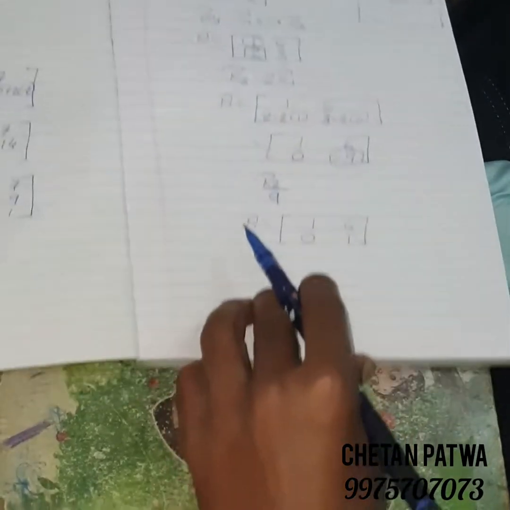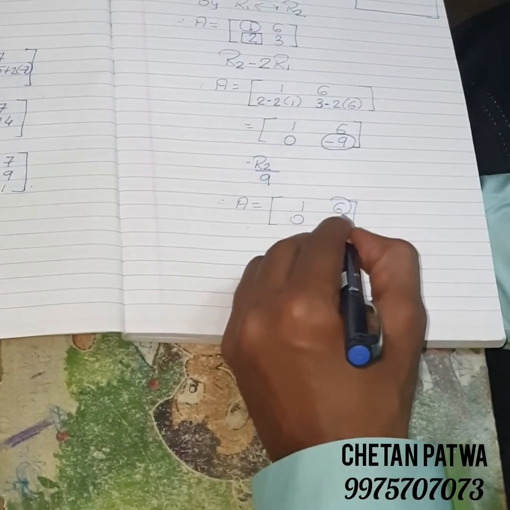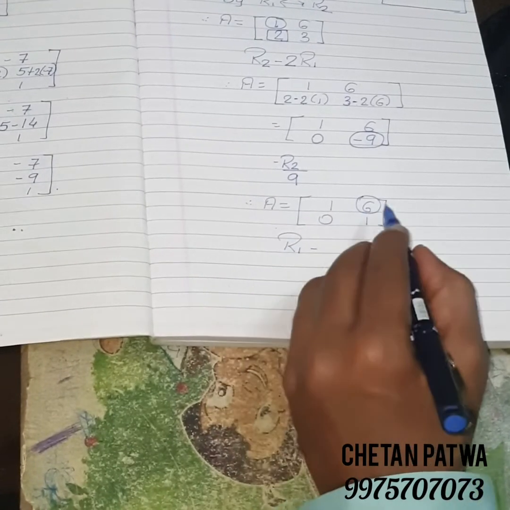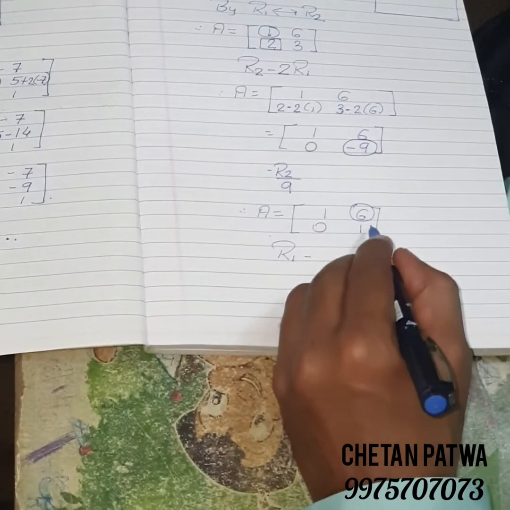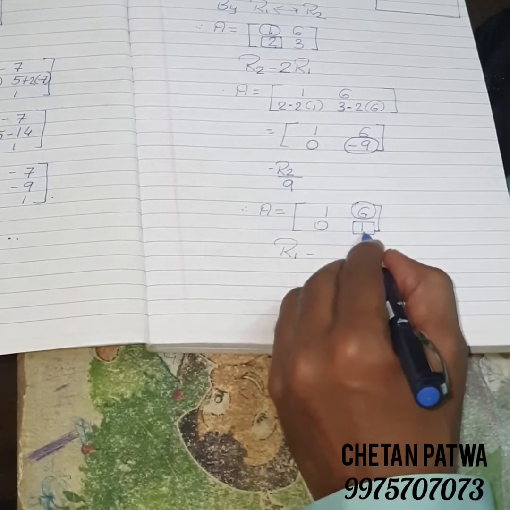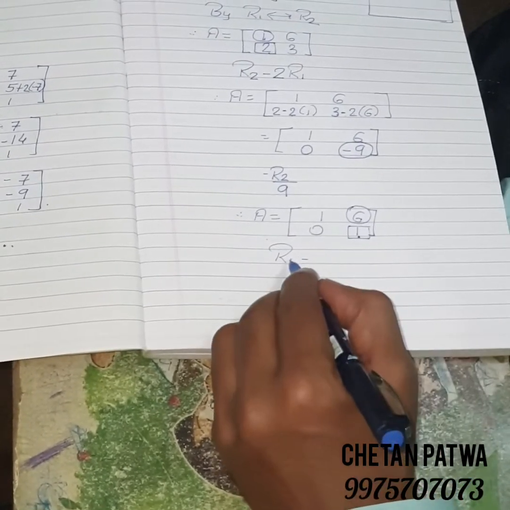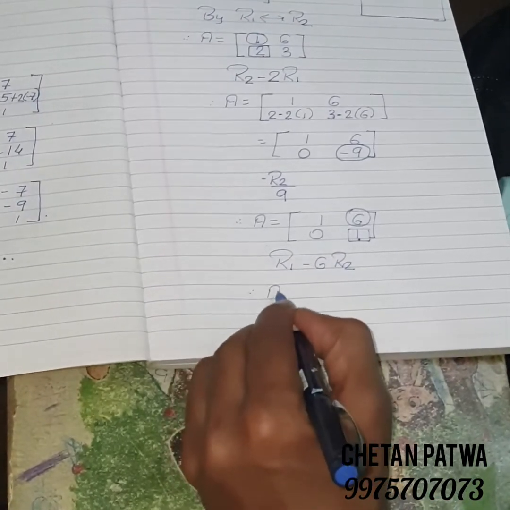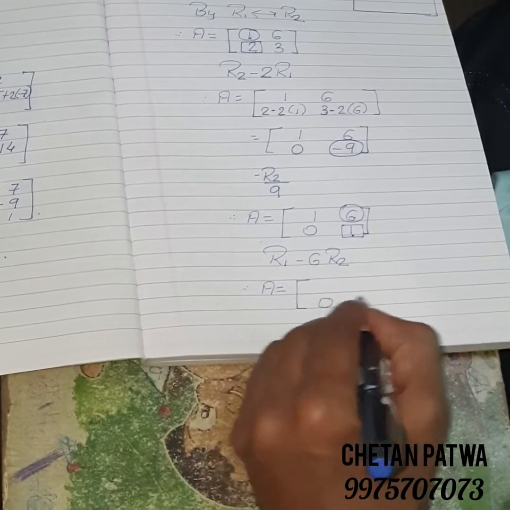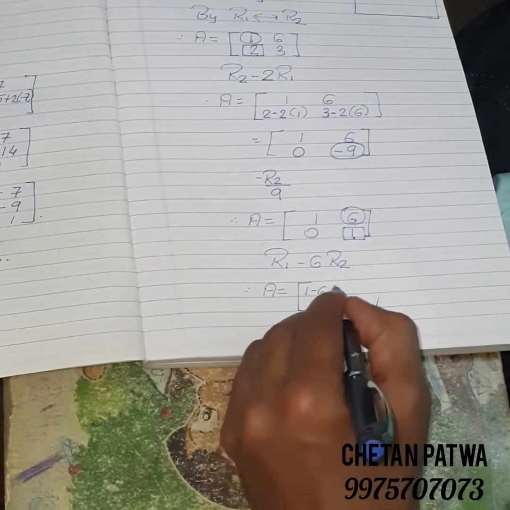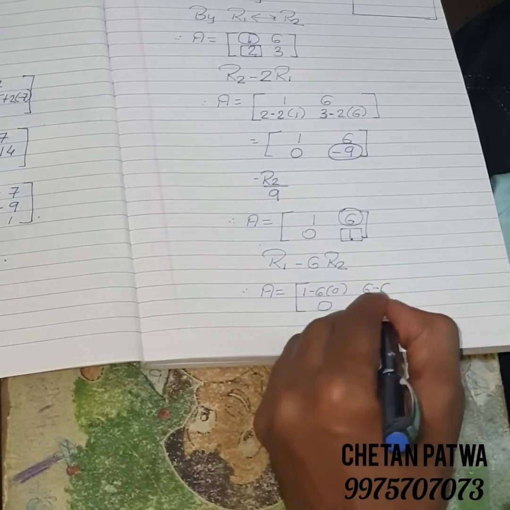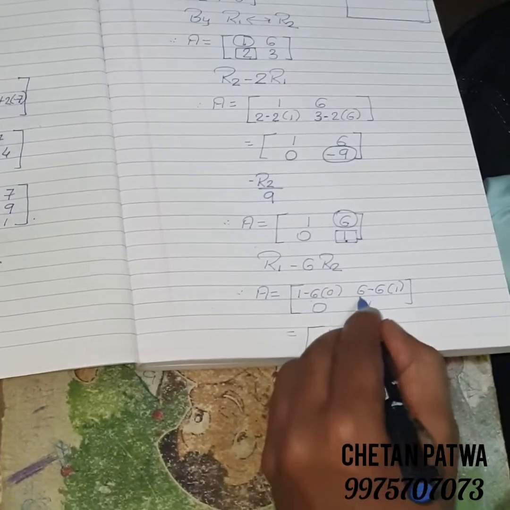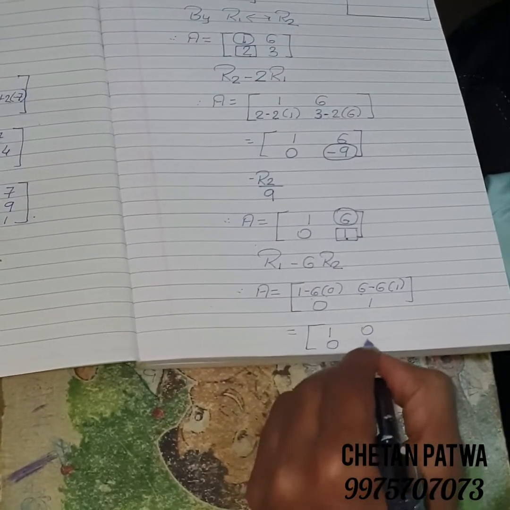Now last step, we will try to convert this 6 into 0. Now this 6 is located in first row. Now while making this 6 into 0, we will take the help of this 1. This 1 is situated in which row? Second row. So our step will be R1 minus 6 R2. Therefore A is equal to 1 minus 6 into 0, 6 minus 6 into 1, that is equal to 1 minus 0, 1, 6 minus 6 is 0, 0, 1.